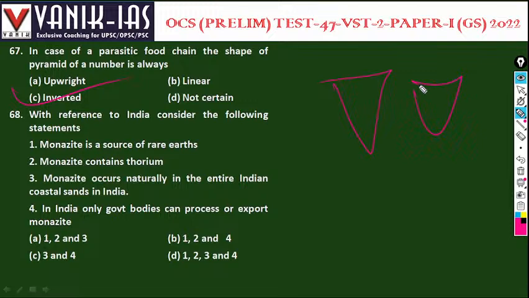Which refers to India, consider the following statements. Monazite is a source of rare earth. Yes, that is its source. It is in Kerala that it produces thorium, which is highly used. Yes, the second is right.